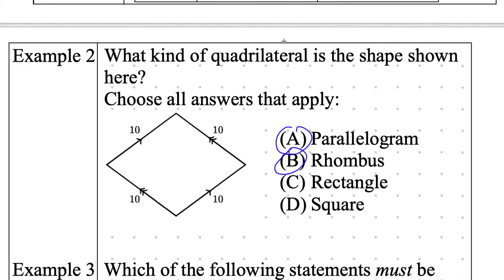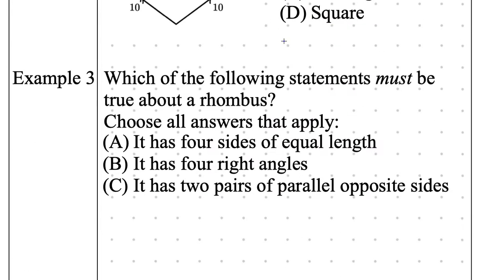Say again? All sides are equal. All sides are equal, so it's a rhombus. I agree. But squares also have... Squares are like that, but you have to have right angles also. Oh. You have to have all those properties. It's very strict to be a square. Other questions for example 2? Questions. Then we're on to example number 3.